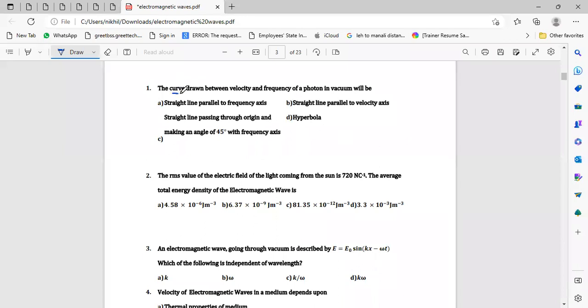The curve drawn between the velocity and frequency of the photon in vacuum. In vacuum, this photon is going to be associated with an electromagnetic wave, where the speed is given by the formula E naught by B naught. This clearly tells it does not depend on frequency. It does not depend on frequency.